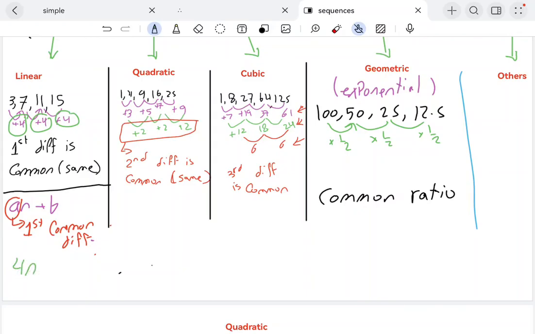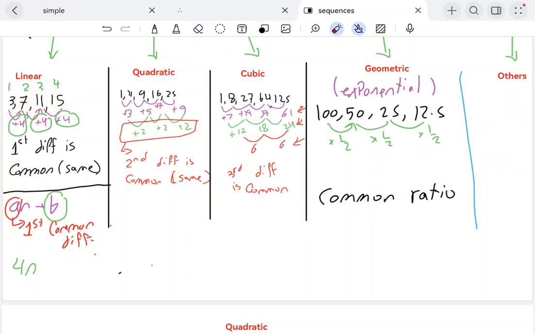Okay, what about b? b is the adjustment. What do you mean by adjustment? I will put n equal 1. I know the first term is how much? That's the first term, second term, third term, fourth term, in the linear sequence here. The first term is 3. The second term is 7. The third term is 11. The fourth term is 15.